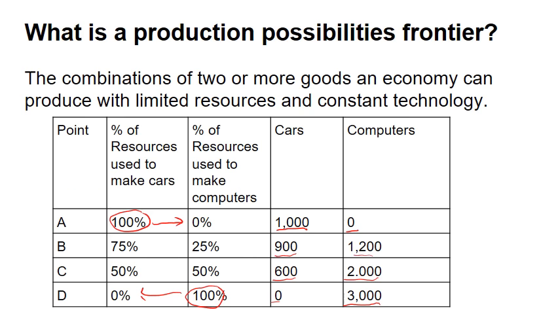cars and 1,200 computers. So you can see as you decrease the percentage of resources allocated to cars, the number of cars goes down from 1,000 to 0. And as you increase the percentage of resources used to make computers, the number of computers rises from 0 up to 3,000.